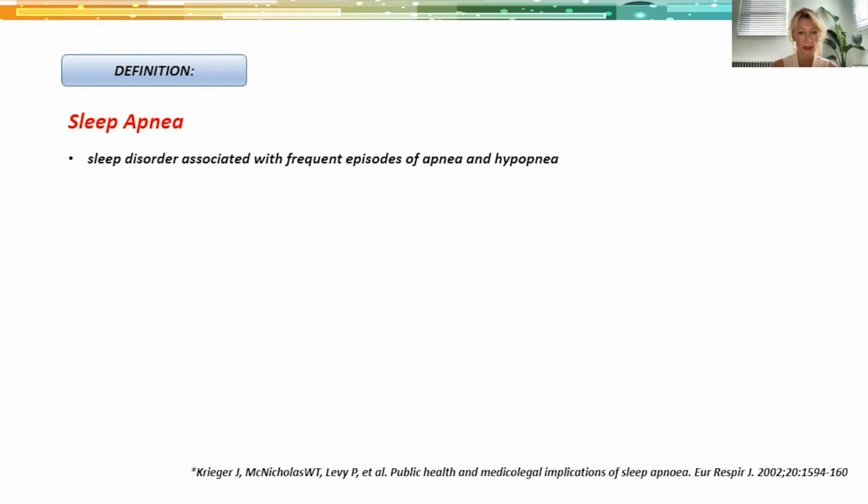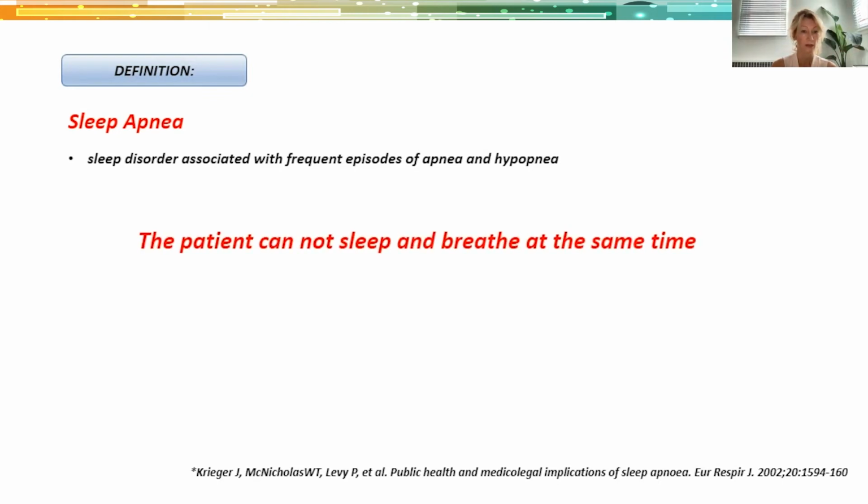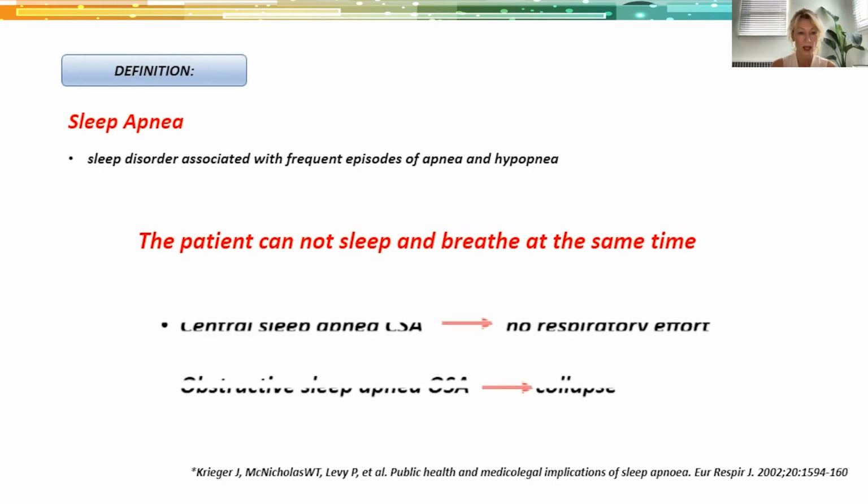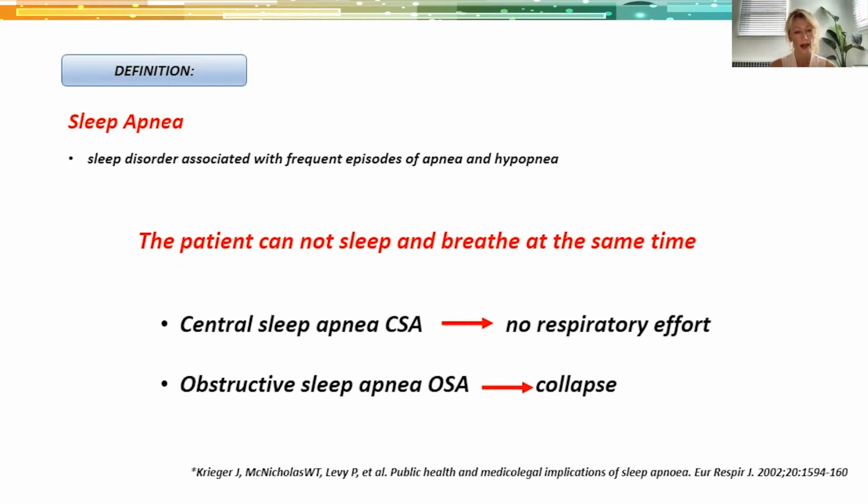Now, what does that mean in simple terms? Basically, the patient cannot sleep and breathe at the same time. Now, we have different kinds of sleep apnea. One is central sleep apnea, which is basically the brain is not sending impulses to the diaphragm, to the muscles to start breathing. So there is no respiratory effort. Basically, the patient is not trying to breathe, just stops breathing because the brain is not telling the patient to breathe.